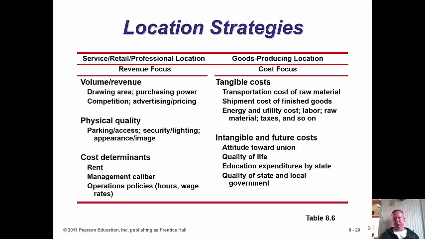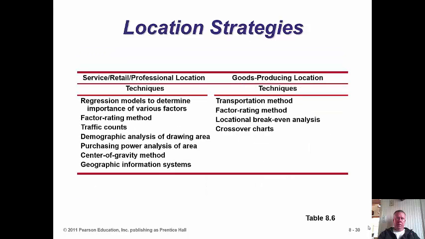Tangibles and intangibles, again. The tangibles are the ones that translate directly to a dollar value. The intangible future costs, if you've got union issues, or a horrible education system, things like that, you might have other costs, but it's hard to put a dollar figure on them. But the other tangible costs are dead easy.